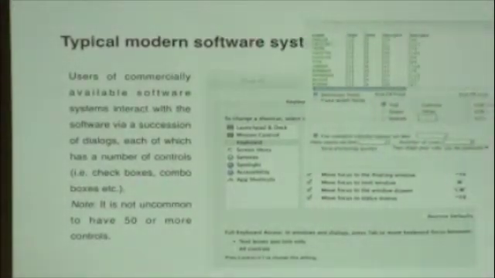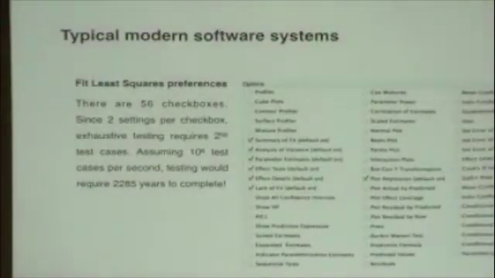Here's another example. This is text import for JMP. All of these controls. And this is a preferences system for the least squares platform in JMP. Regression. There are 56 checkboxes here. This is one platform. The user can set these things to customize JMP least squares however they want. I want this to show up on the report when you analyze your data. I don't want that to show up. And on and on, 56 choices. And this exists for every single platform in JMP, and somebody has to test it.